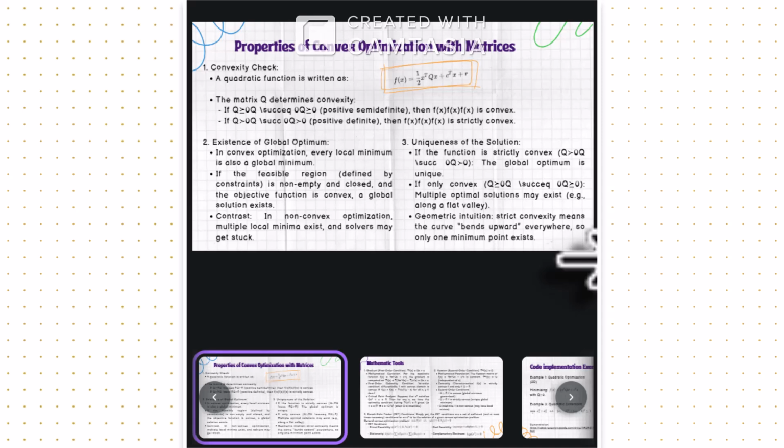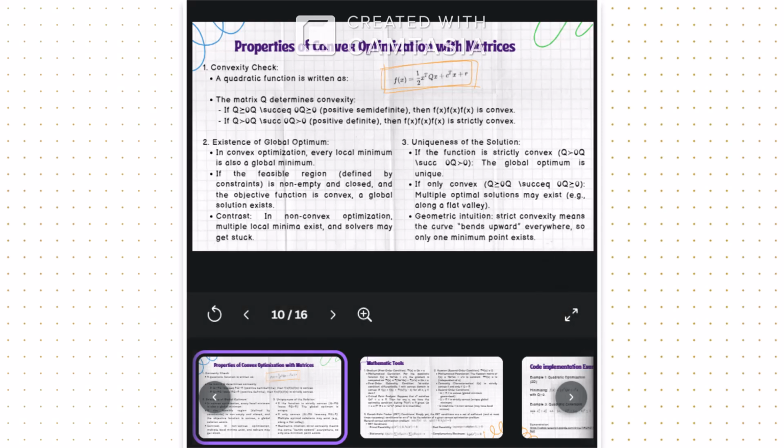The convexity of this quadratic function is completely determined by the matrix Q. If Q is positive semi-definite, written as Q ≥ 0 with the semi-definite symbol, then f(x) is convex. If Q is positive definite, written as Q > 0, then f(x) is strictly convex. In short, Q semi-definite means convex and Q definite means strictly convex.